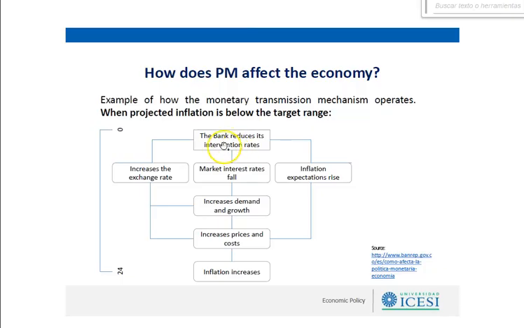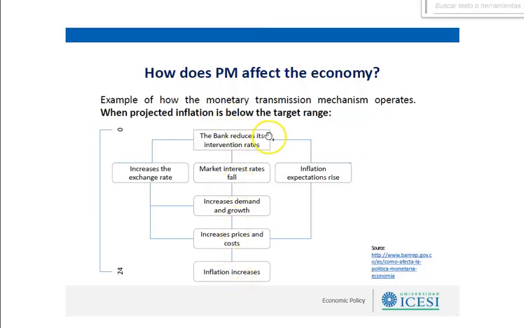Then, if the central bank reduces the intervention rates, then all the interest rates in the economy will fall as well, and then the demand will increase. Why? Because credit is cheaper, so consumption and investment will increase. And then if the demand increases, the prices increase, and then inflation increases. Okay, so that's the third mechanism.